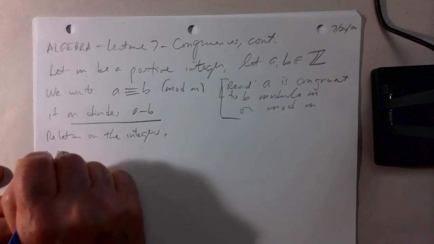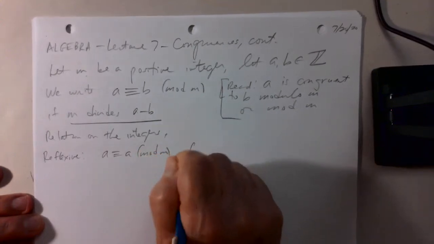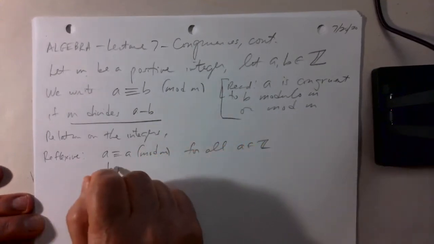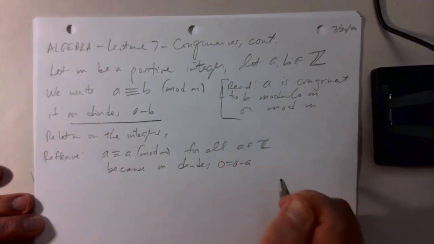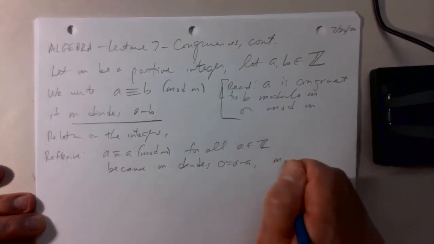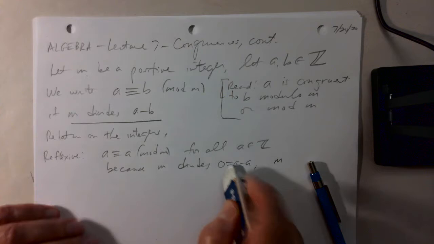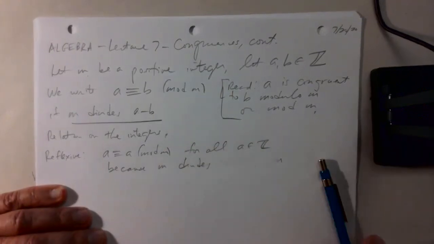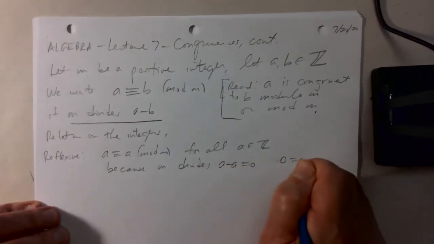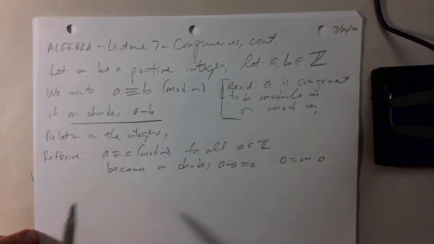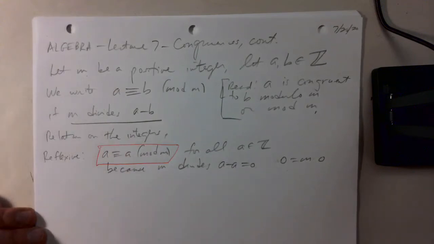First of all, it is reflexive. A is congruent to A mod M for all A in Z, because M divides 0, which is A minus A. Okay, 0 is M times 0, so M divides 0. So every integer is congruent mod M to itself.